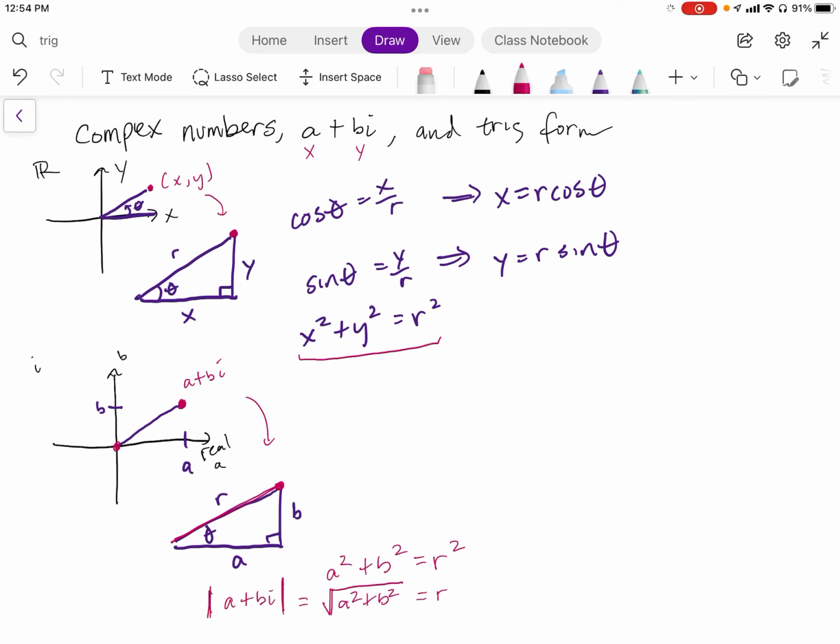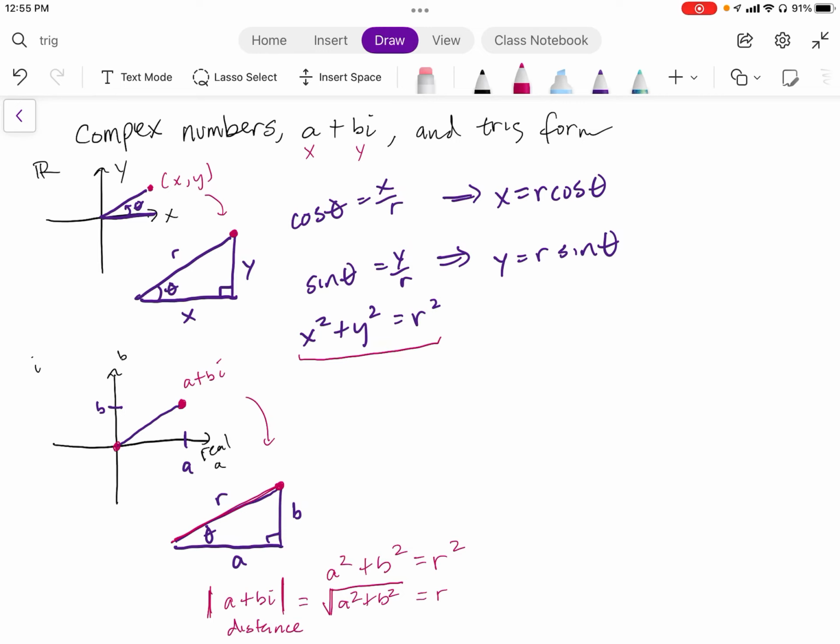Why is that? Because absolute value stands for distance. So if I want the distance from the origin to that point in the complex plane, it's still Pythagorean theorem. It's still the square root of a squared plus b squared. It's just a special notation that we call absolute value. So the absolute value of a complex number is essentially r. We're talking about the same thing here.